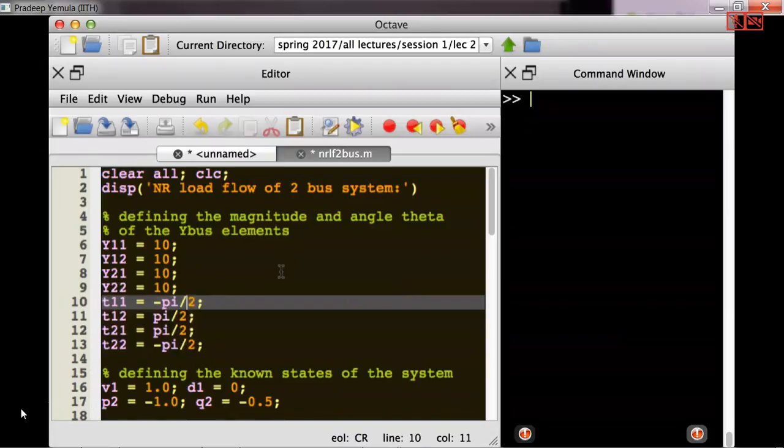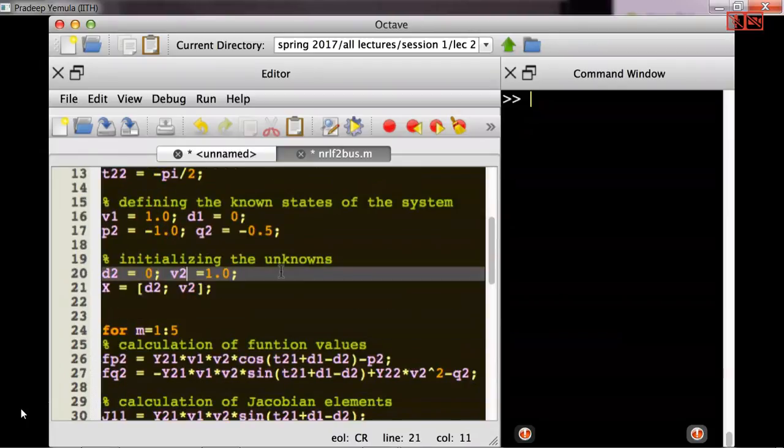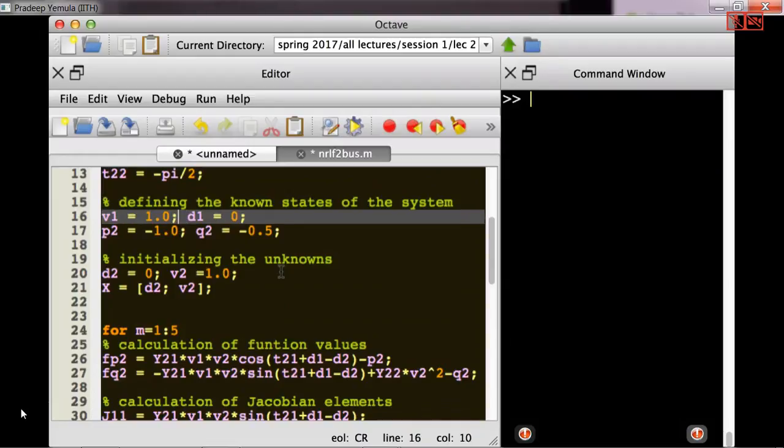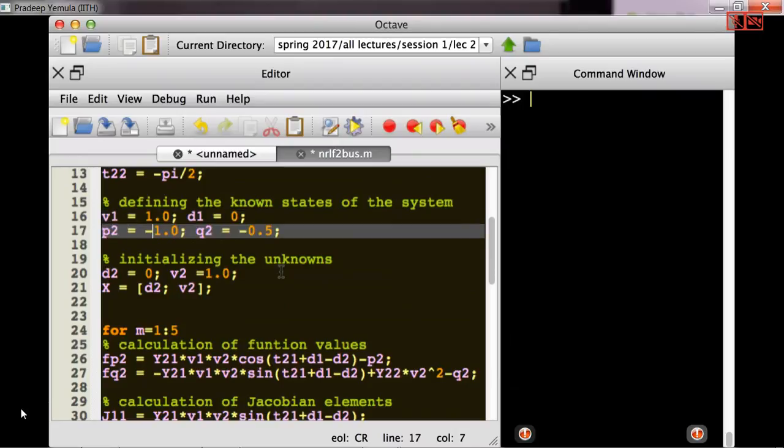After that, we define the known states of the system. What do I know? V1 is 1 per unit and delta 1 is 0. P2 is the power demanded at bus 2. The minus sign is there because PK is defined as the total power injected into bus K, but if there is a power demand, the power is coming out of the bus. For our problem today, it is 0.9 per unit, and Q2 is minus 0.5 per unit.